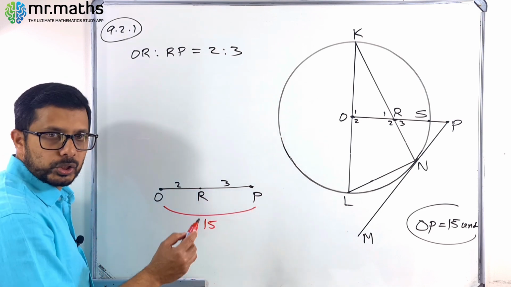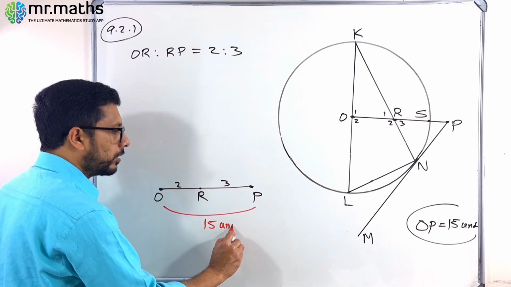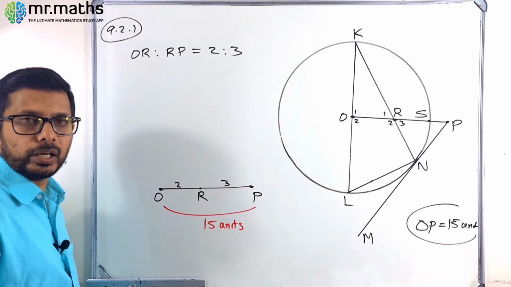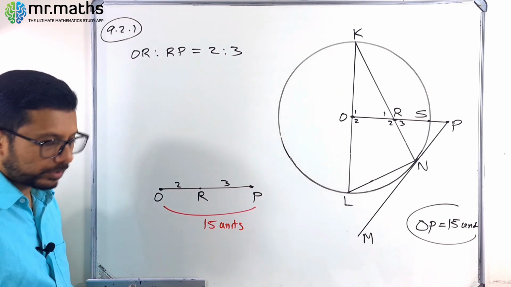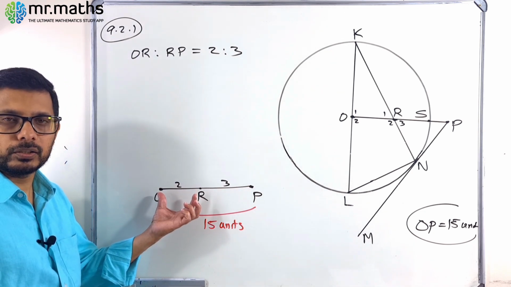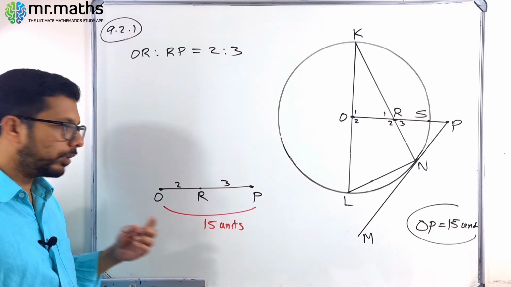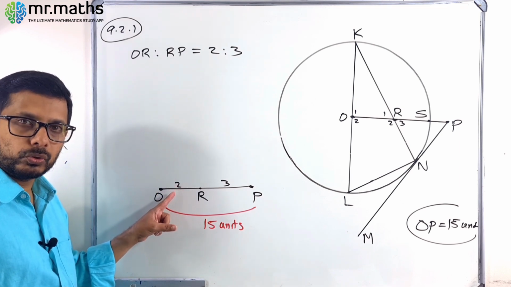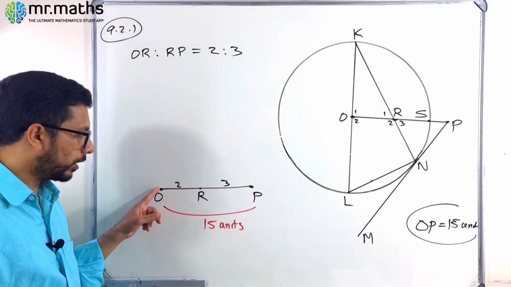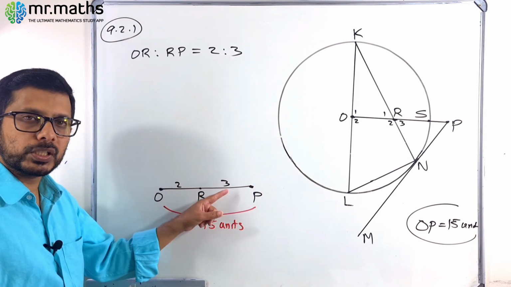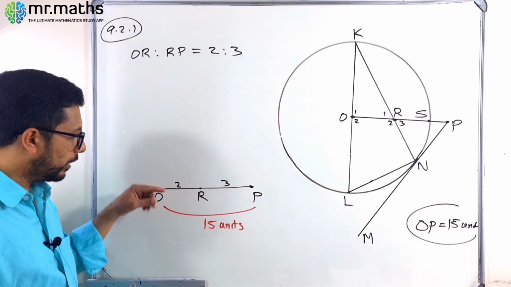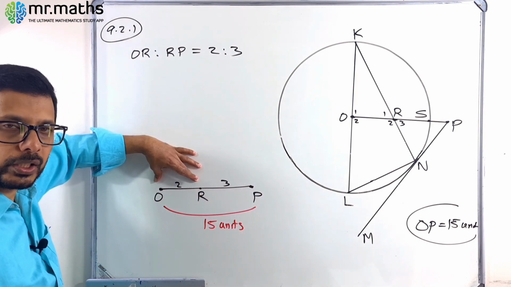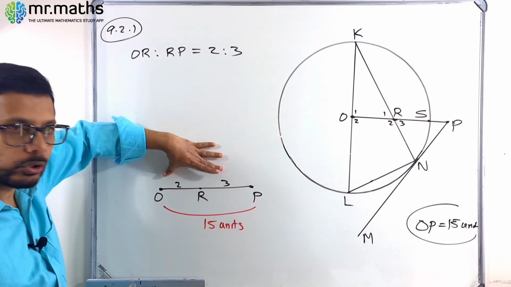That is not the ratio. The actual length is 15 units. And now what is this question? Calculate the length of this OR. So now the ratio is given. OR, what is the ratio? 2. 2 out of what? What is the total ratio? 2 plus 3, 5. That means the length of OR, the ratio is 2 out of total 5.